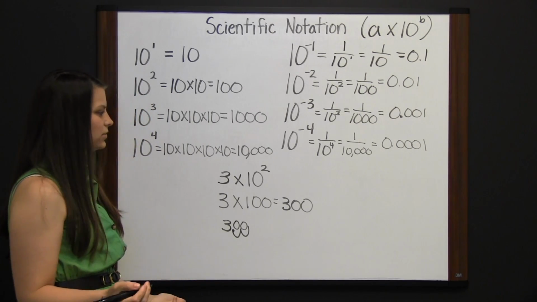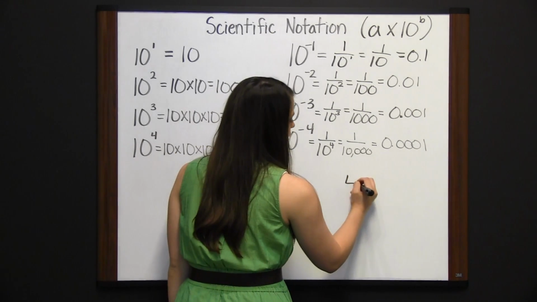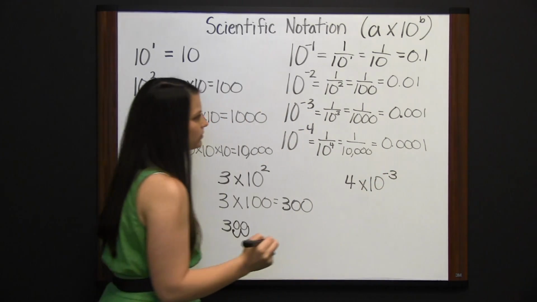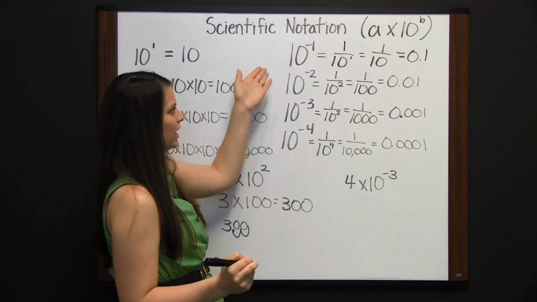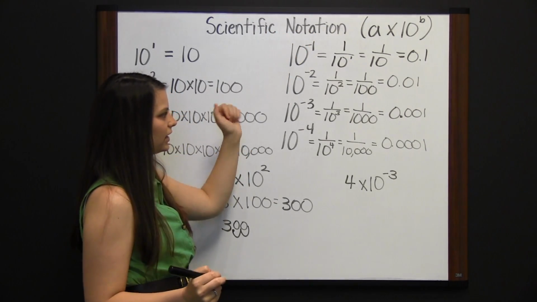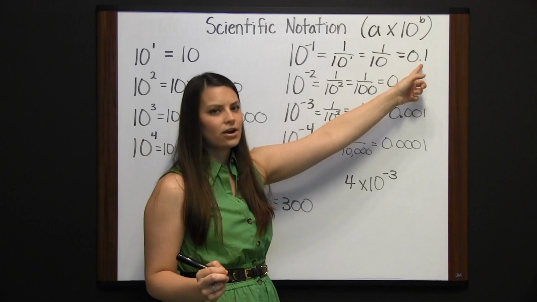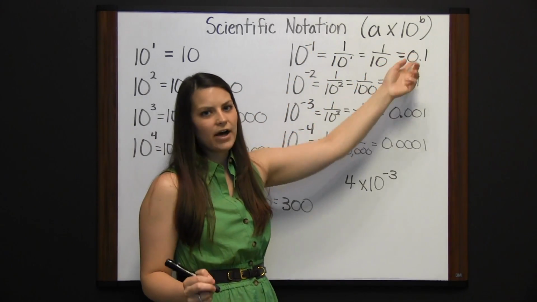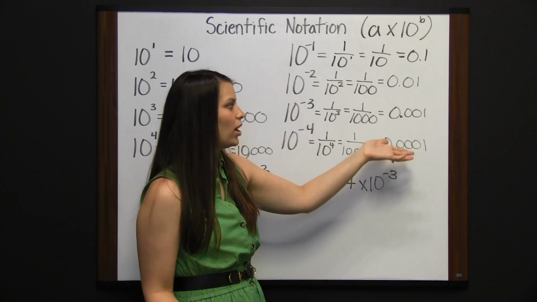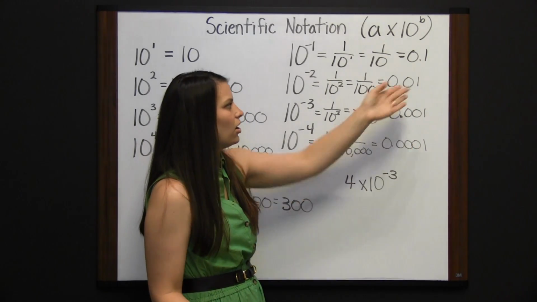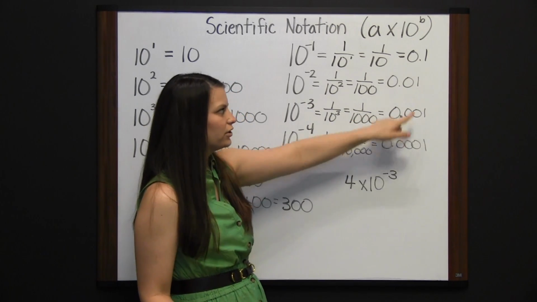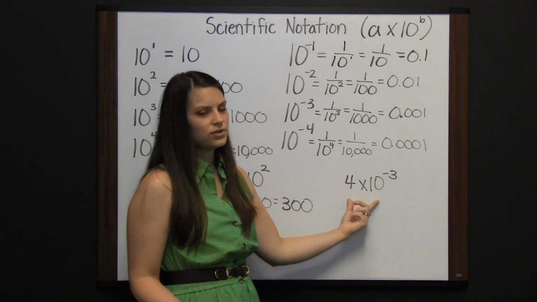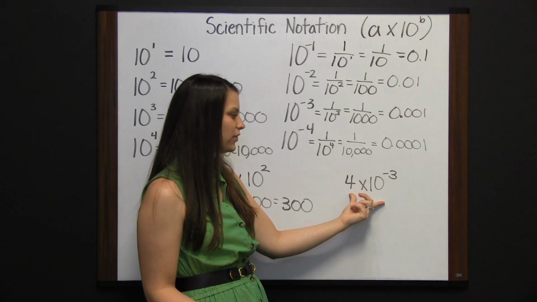Let's look at a number raised to a negative exponent, like 4 times 10 to the negative third power. So here, when we had 10 to the negative first, 10 to the negative second, etc., notice that as our exponents were decreasing, also our values were decreasing by one decimal place each time. Our numbers got smaller and smaller and smaller. Our decimal was moved 1 place to the left each time. So we're going to do the same thing with 4 times 10 to the negative third.